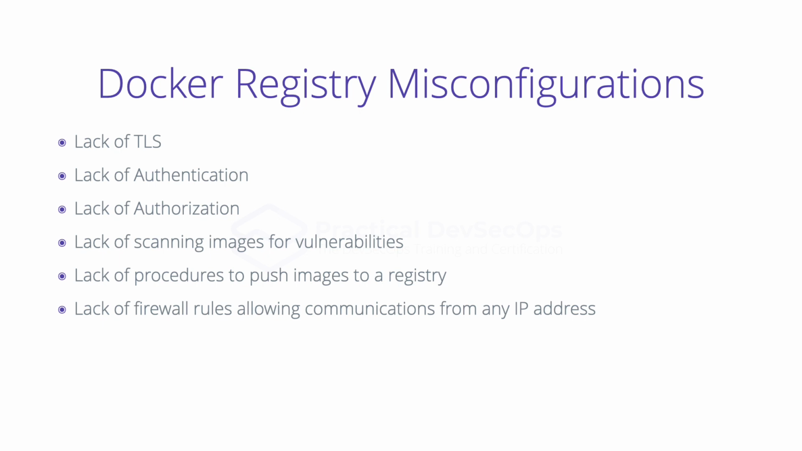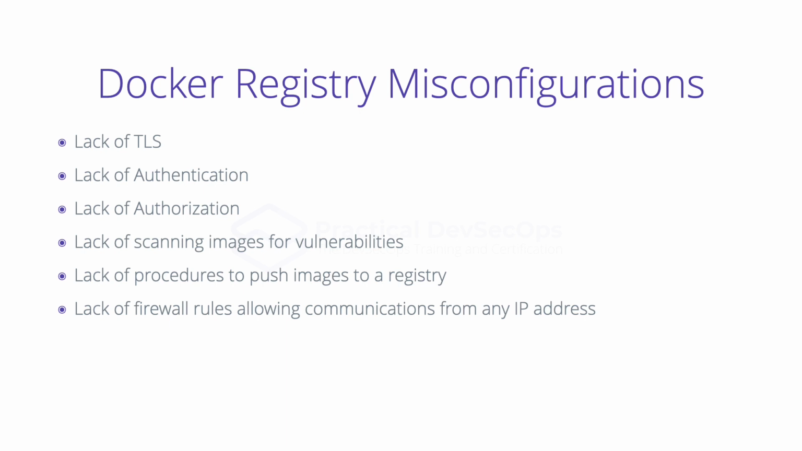Procedures to push images, such that images are only allowed to be built on a CI/CD server after a peer review of a Dockerfile, and only the CI/CD server has permissions to push images to a registry. Firewall or IP whitelisting rules, or VPN, to explicitly allow connections from trusted IP addresses.